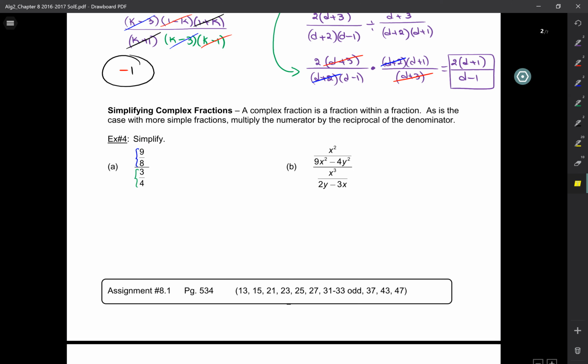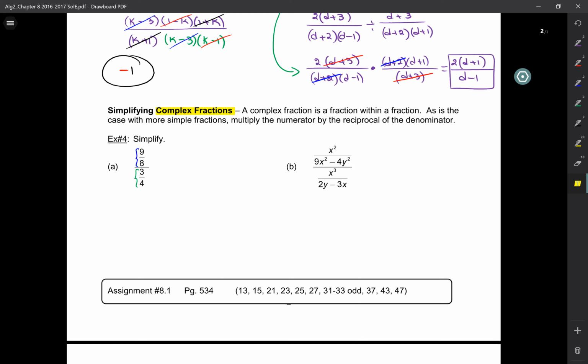Mathematicians call this a complex fraction. Not because it's difficult to solve, it's complex because it's nested. That's all. They could have called it a nested fraction, then fewer people would be scared. Okay? But a complex fraction is just a fraction and a fraction.